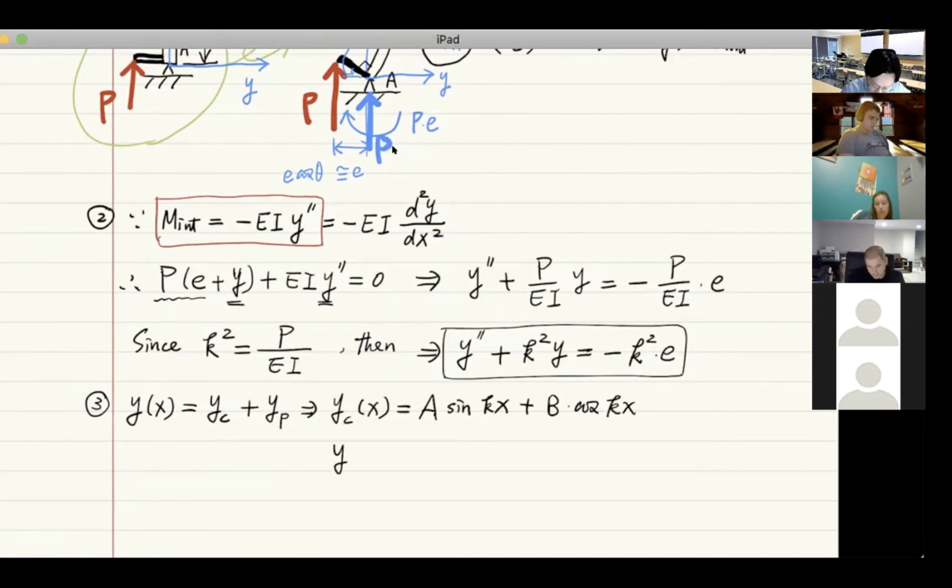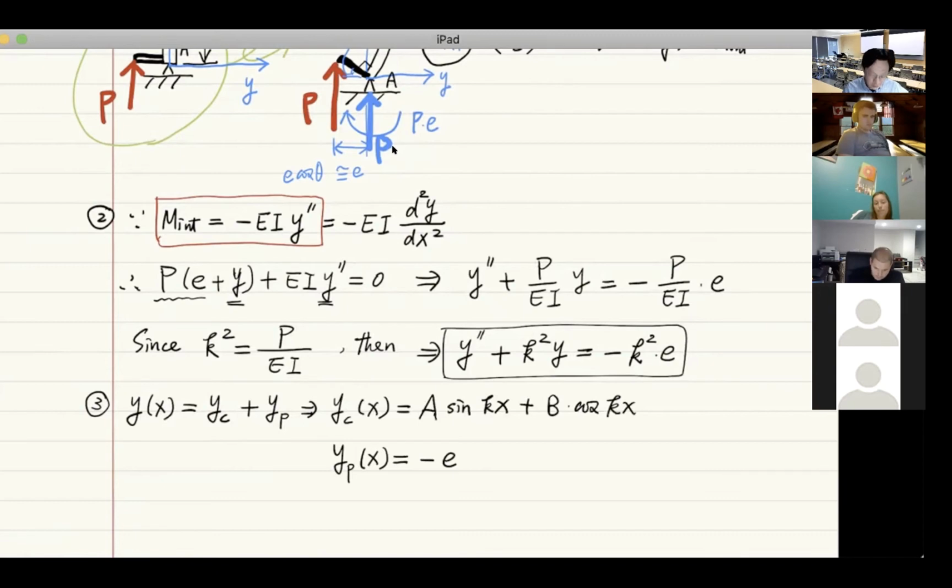For the particular solution, it should also be x-dependent, but in this case, you're going to realize that in some cases, it may not be x-dependent. In this case, it's not. So this is just negative e. Now, if you recall differential equations, you know that if it's not x-dependent, you just have to divide everything by k squared.